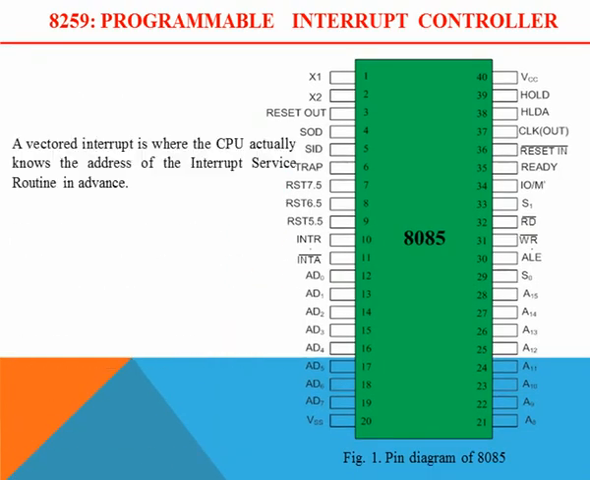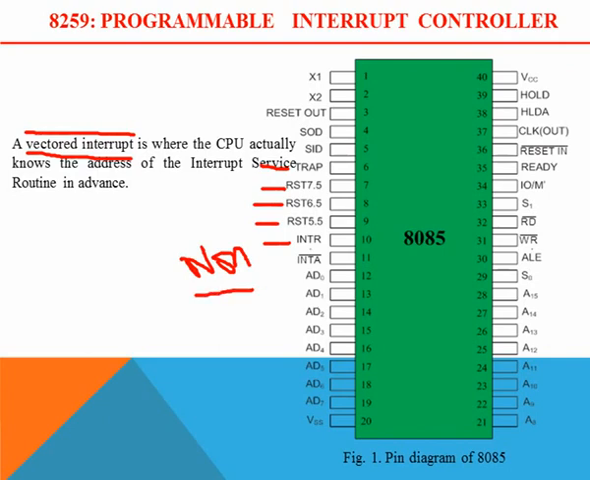Among these interrupts, TRAP, RST 7.5, RST 6.5 and RST 5.5 are vectored interrupts, whereas INTR is a non-vectored interrupt. Now we should know the basic difference between a vectored interrupt and a non-vectored interrupt.